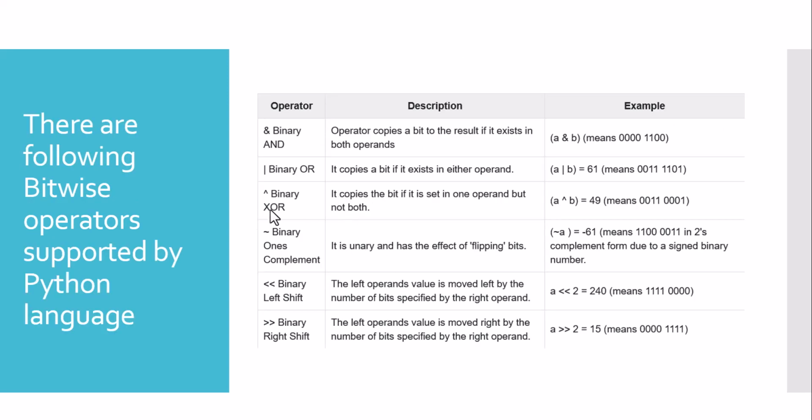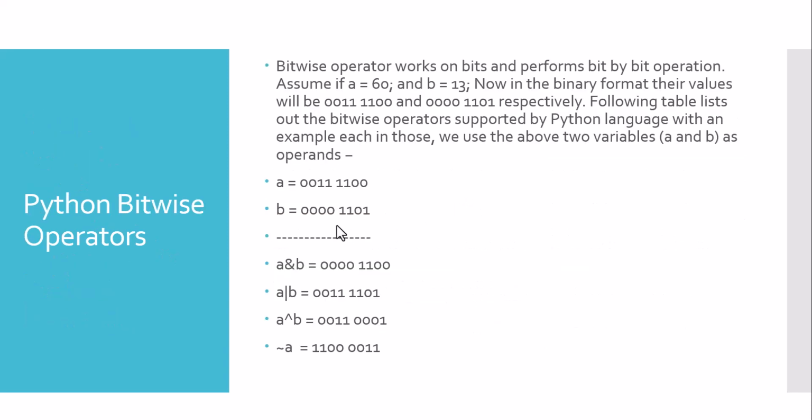Then binary XOR copies the bit if it is set in one operand but not in both. Like see the example here: if it is set in both, then it will treat it as 0. See 0 0 and 0 0, then it will give 0 0. Then 1 1 and 0 0 will give 1 1. Similarly here 1 1 and 1 1 will give 0 0 0 0, and then 0 0 0 and 1 here gives 1. Like this.